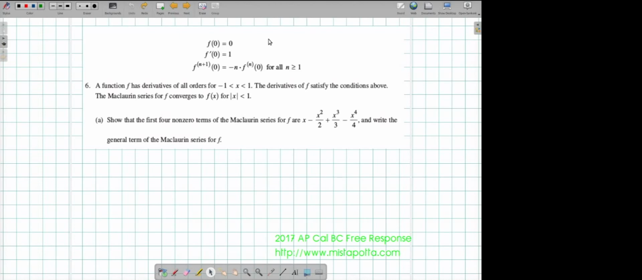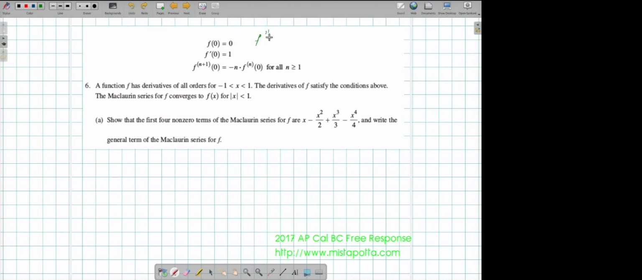Problem 6 says a function f has derivatives of all orders for -1 less than x less than 1. The derivatives of f satisfy the conditions above. The Maclaurin series for f converges to f of x for absolute value of x less than 1. Show that the first non-zero terms of the Maclaurin series are given by this. So let's see. I know that f of 0 is 0, f prime of 0 is 1.